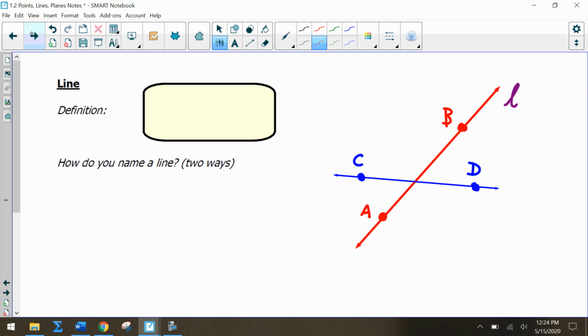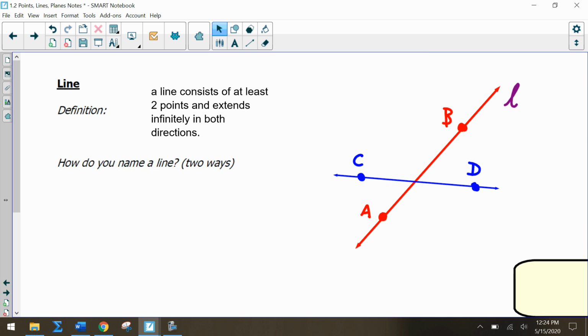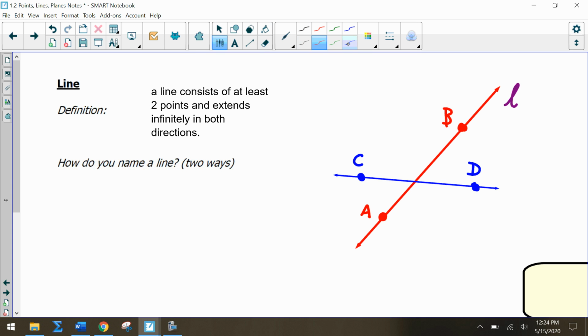So for a line, we all know what a line is, but the definition of a line is that it consists of at least 2 points and extends infinitely in both directions. Okay, it consists of 2 points and extends infinitely in both directions. So looking at this particular figure, we have 2 lines here. We have this line, because it consists of point A and point B, and we have this line, which consists of point C and D. And then I see we have this lowercase L up there.